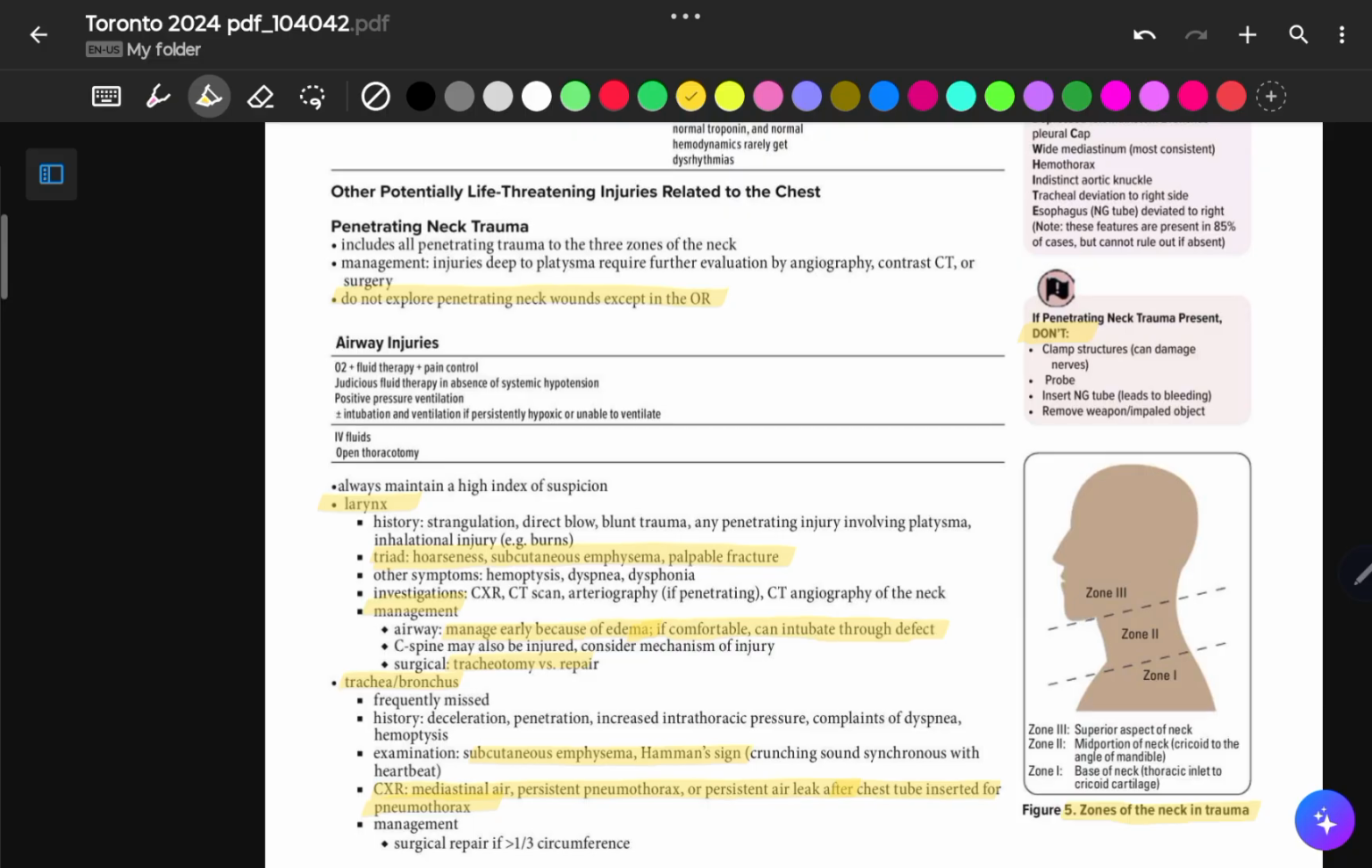So if penetrating neck trauma is present, number one, don't clamp the structure because it can cause damage to the nerve. No clamp. Don't probe. Don't insert a nasogastric tube, as it can lead to bleeding. Don't remove the weapon or the impaled object. So yeah.